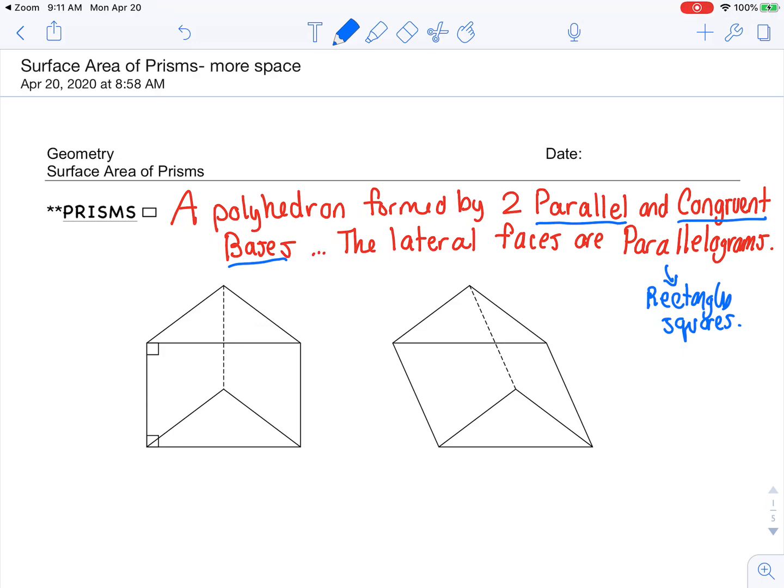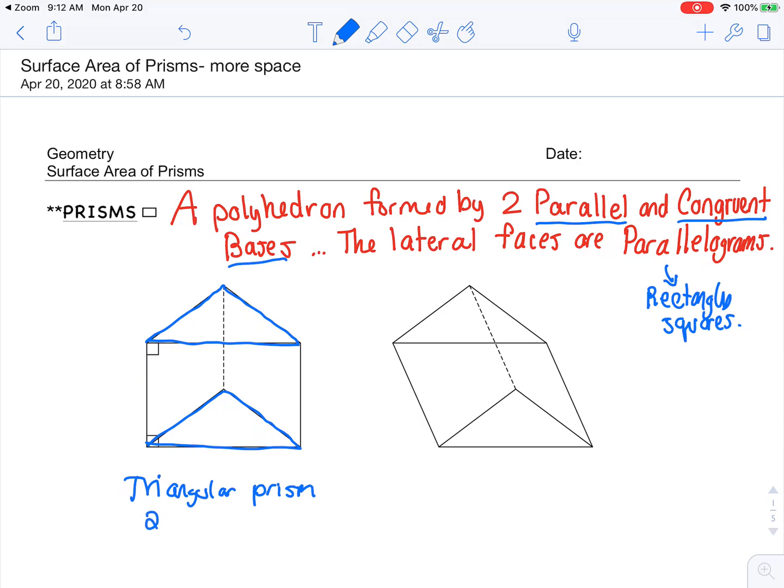Now the bases are going to be the two that are parallel to each other and always congruent to each other. So for example, I have this base that is a triangle, and then across from it, parallel to it, we have this second base that is also a triangle. This is what we would then refer to as a triangular prism.